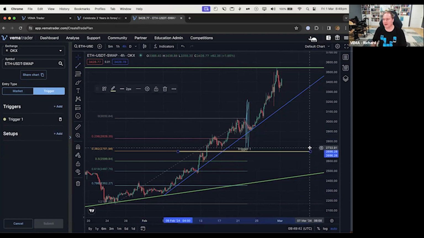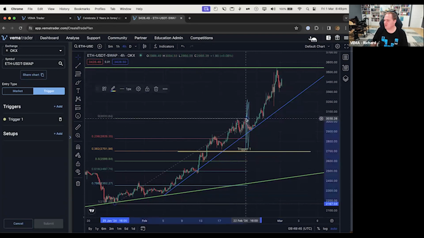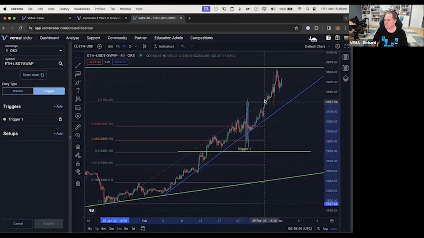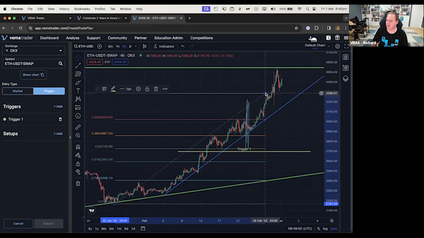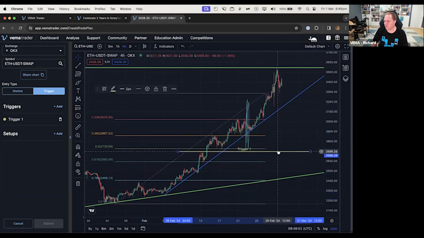But then price decides that it's going to continue going on. It never retraced and now it came up to here. And so you've got to cancel your trade, come and move the trigger and put it up there to the 38.2 mark. You've got to do that yourself.